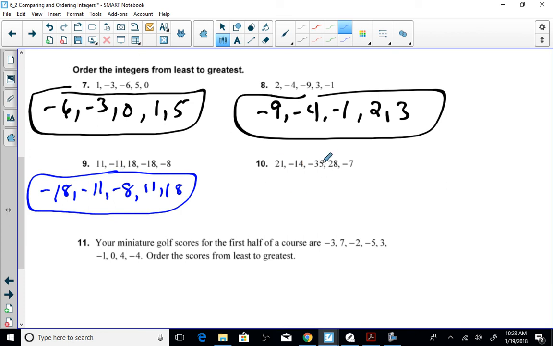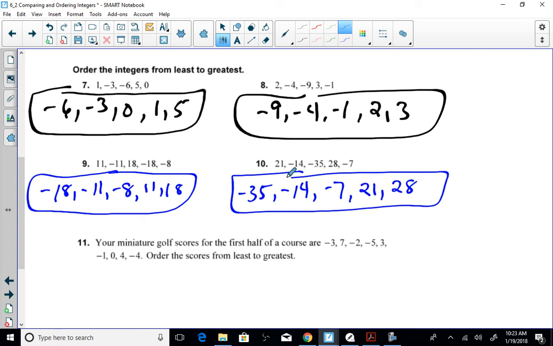Problem 10, -35 is your least. So that'd be your first from least to greatest. -14 would be next. -7 would be next. Those are all of your negative numbers. Then your positive numbers, you'd have 21. And then you'd have 28 from least to greatest.